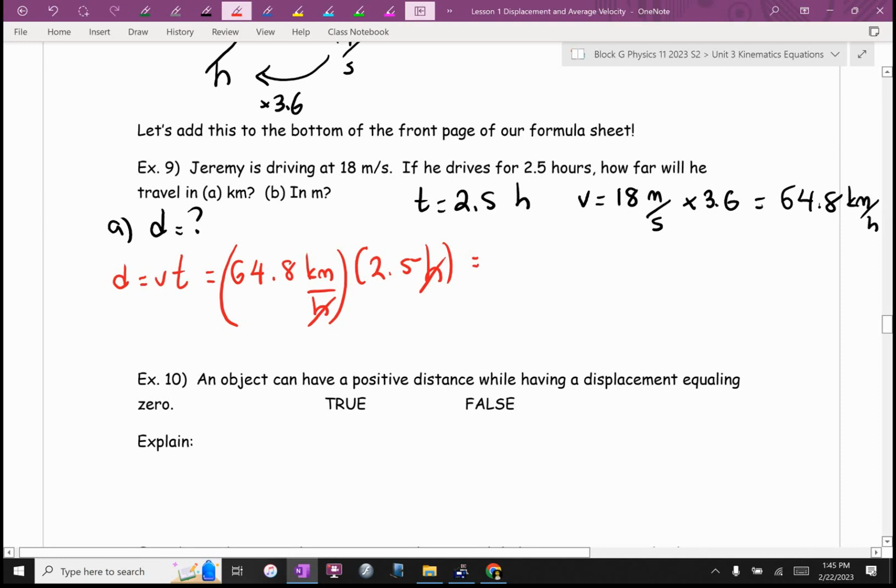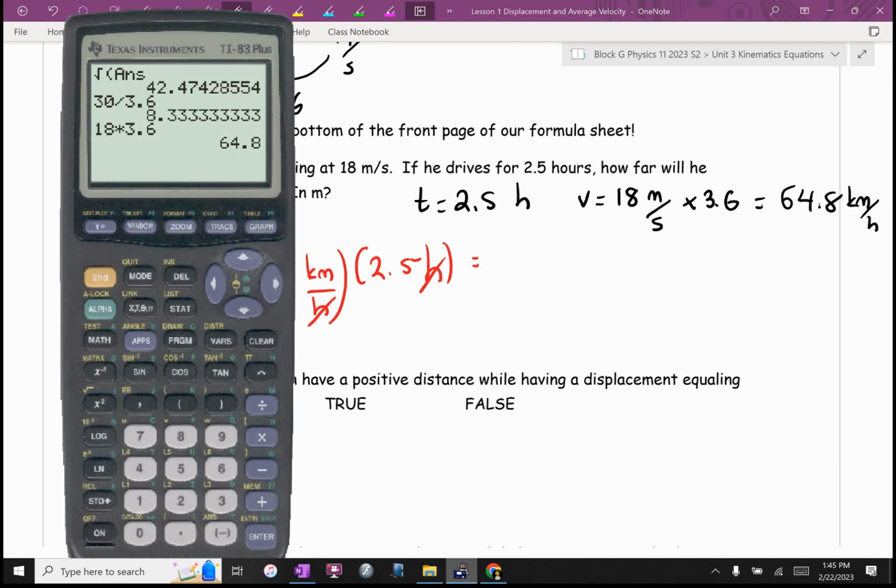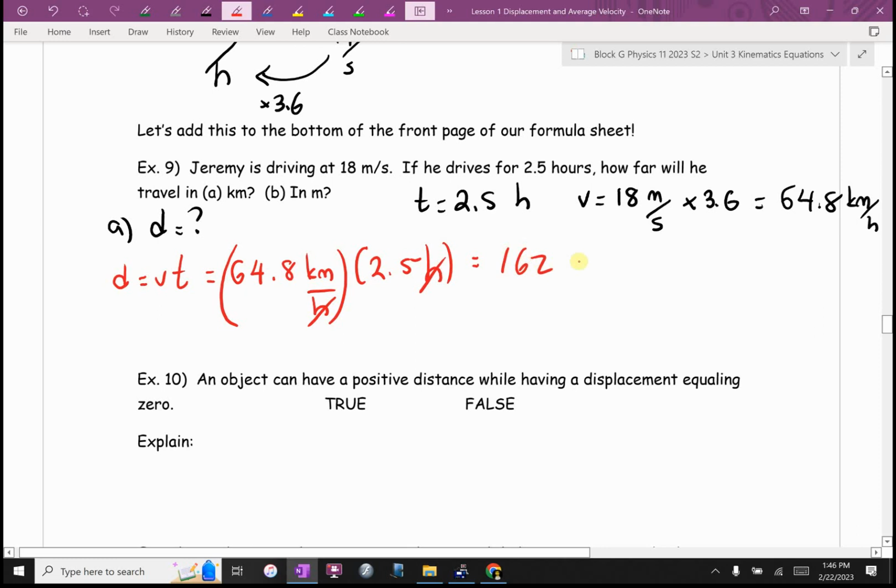What do you get? Now, by the way, I didn't type 64.8 times 2.5. I went answer button because I'm lazy, times 2.5. Start using your answer button as a good shortcut. If you know it's the same number, use your answer button. You all have one. If you don't know where yours is, ask me later. Do you get 162 even? Yep. Units? Okay. Good.